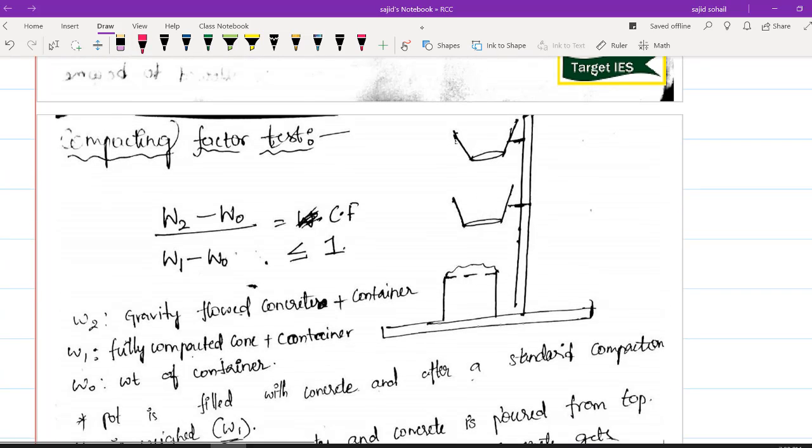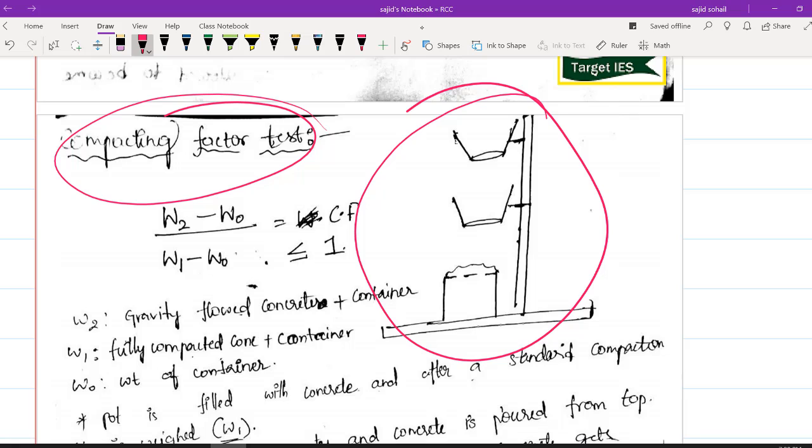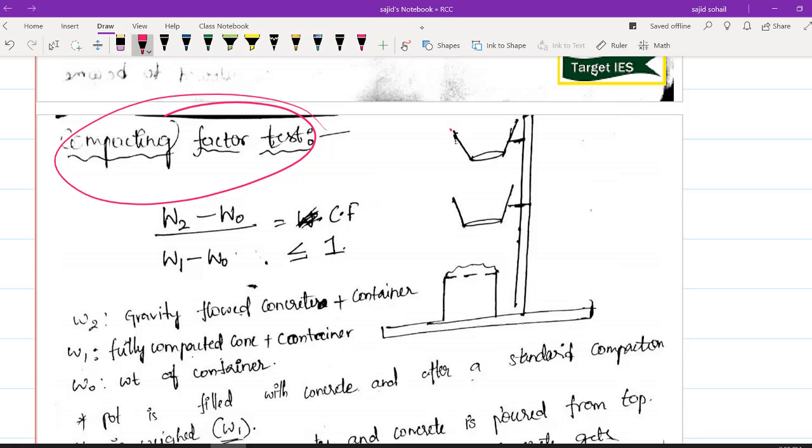Next is the compaction factor test. Here you will be having an apparatus something like this. Let us take this as my vessel 1 and this is my vessel 2. I will take some concrete and fill my vessel 1 completely, compact it, the volume will be the same. Then there is a pin holding the plate, I will release the plate.